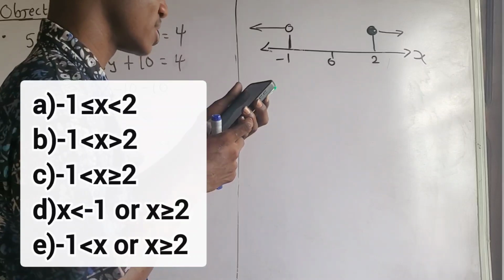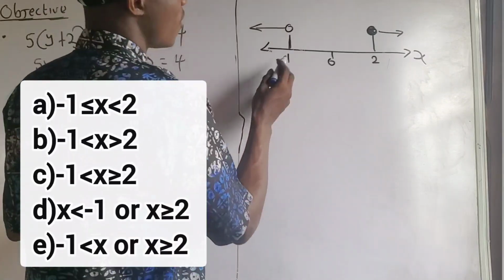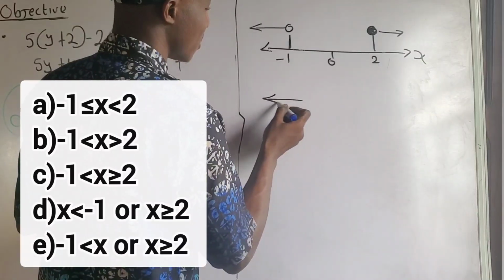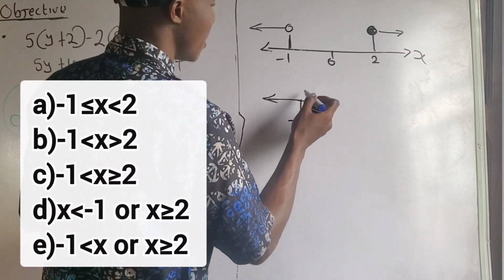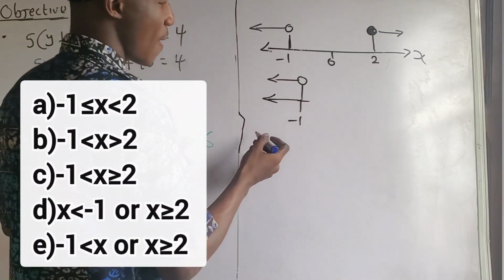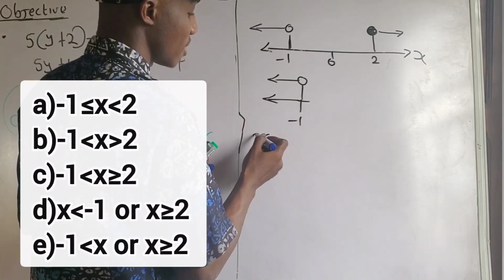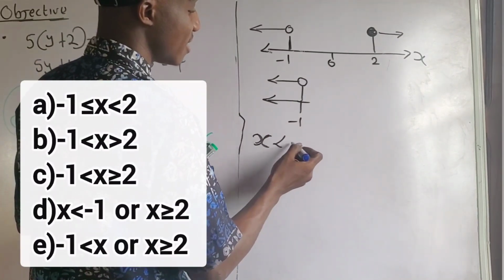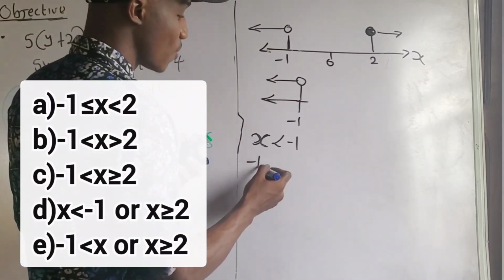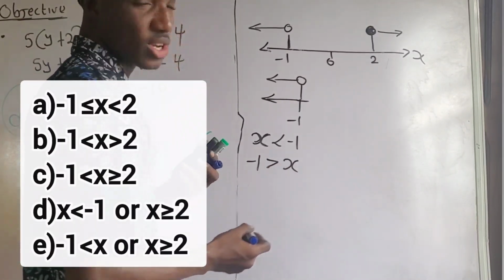Okay, now let us interpret the line graph. The meaning of this statement, listen, okay, let me separate it. Pay attention. I have negative 1 here, then I have something like this. The meaning of this is that x is less than negative 1. Do you understand? Or negative 1 is greater than x. Do you understand it now?